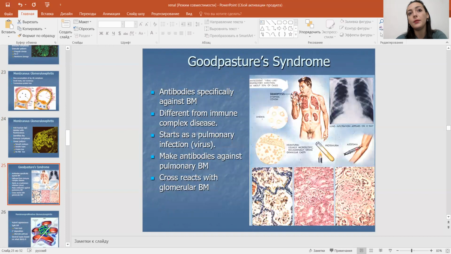Goodpasture syndrome: antibodies specifically against the basal membrane, different from immune complex disease. It starts as a pulmonary infection by a virus, making antibodies against the pulmonary basal membrane, which cross-react with the glomerular basal membrane. So in the clinical picture you can see hemoptysis and hematuria, proteinuria, and azotemia. So, nephritic syndrome.